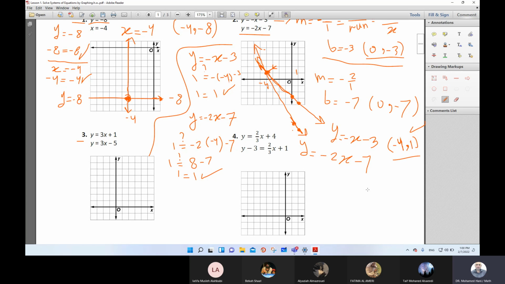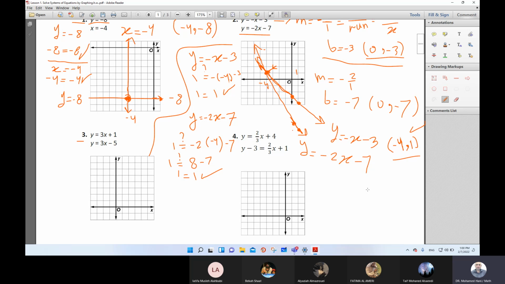Who can tell me, do you have a common solution here or we don't have a common solution? If we have a common solution, what is it? We do not have. We don't have a common solution. So if we don't have a common solution, what is the solution here? No solution. It means we have parallel lines.